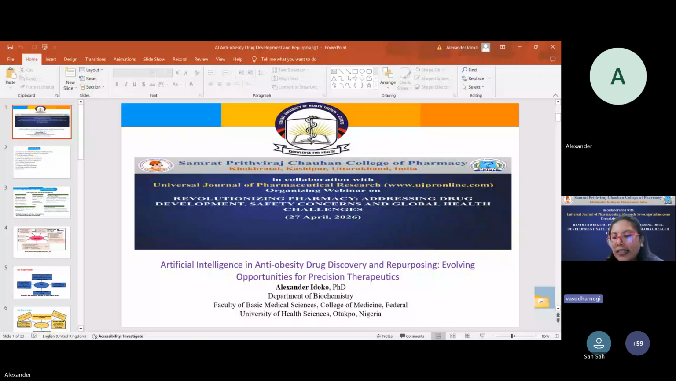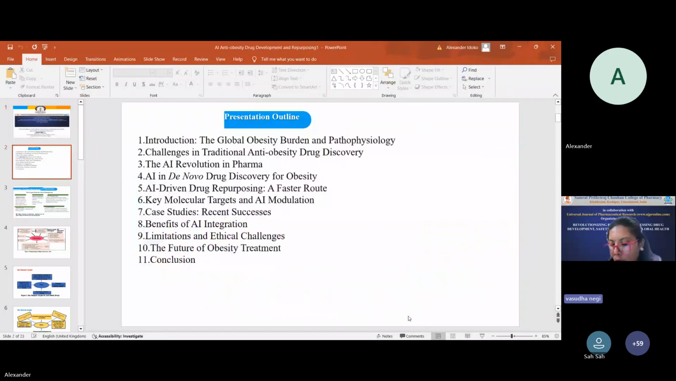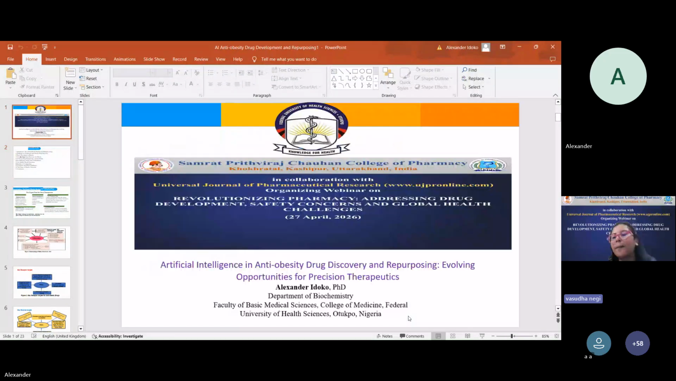In the context of obesity, a major global health concern, AI is opening new pathways for discovering and repurposing drugs, enabling more personalized and precise therapeutic approaches. So, this session will provide us with valuable insights into how technology and medicine are coming together to shape the future of precision healthcare.